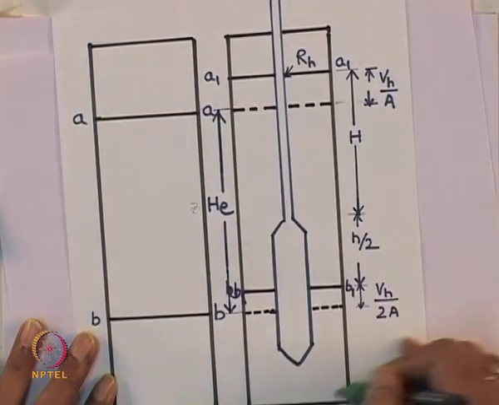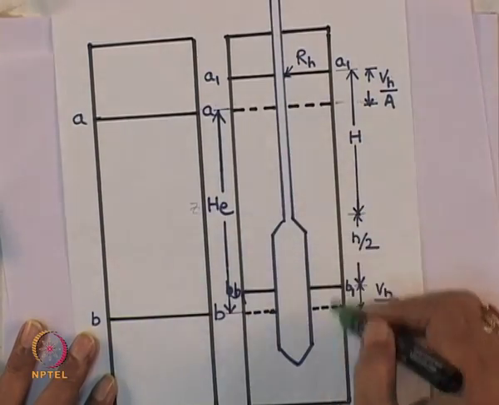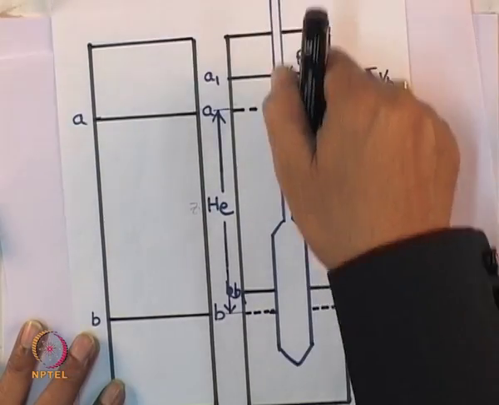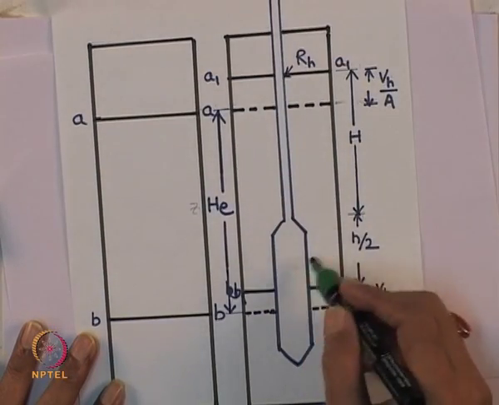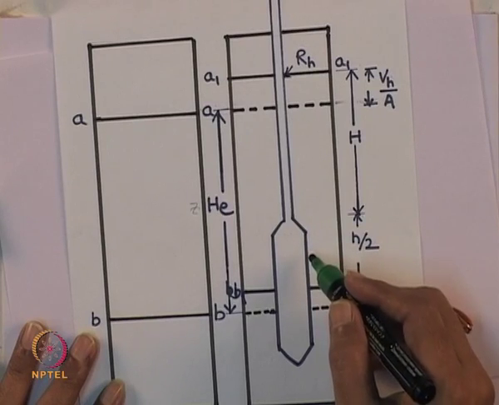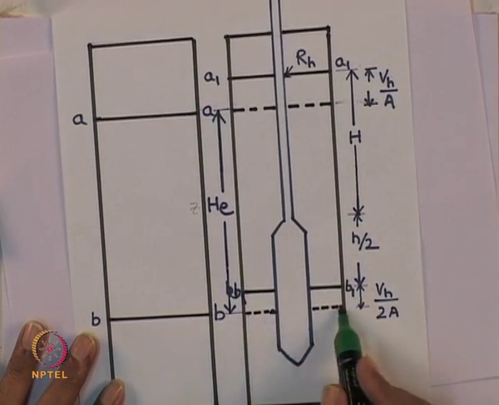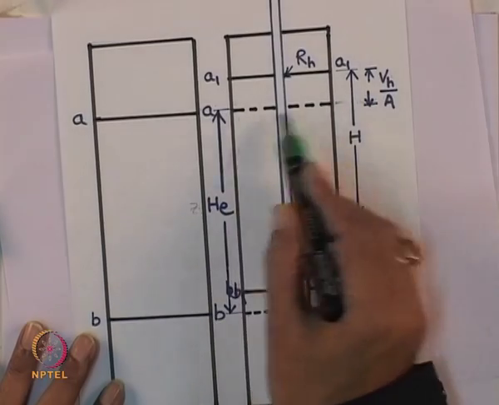Now, another important point is how you have to take the hydrometer reading and what should be the effective depth of the hydrometer, that is H or ZR or HE. So, this is the cylinder and this is the suspension liquid, and you are inserting the hydrometer into the suspension liquid.